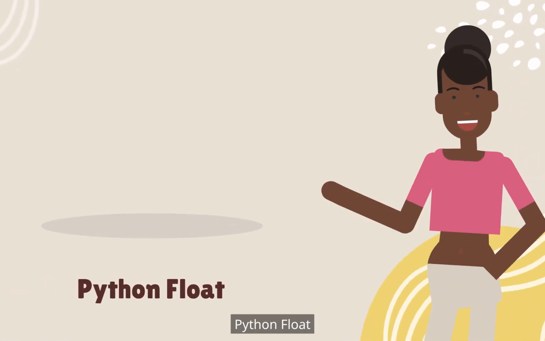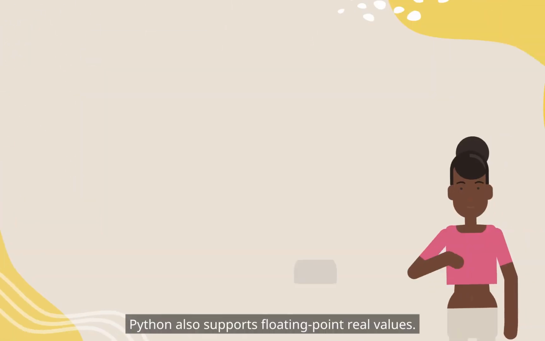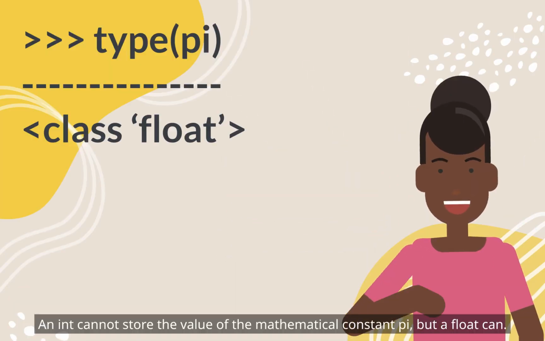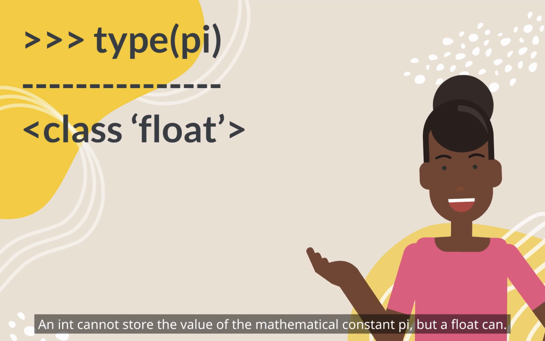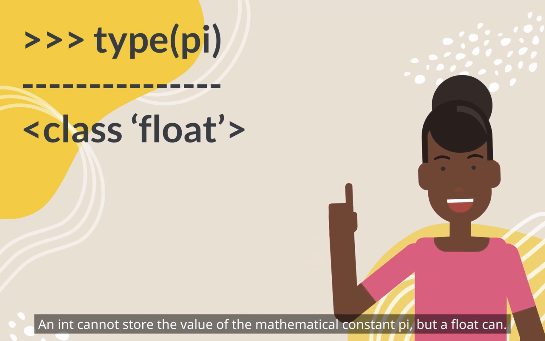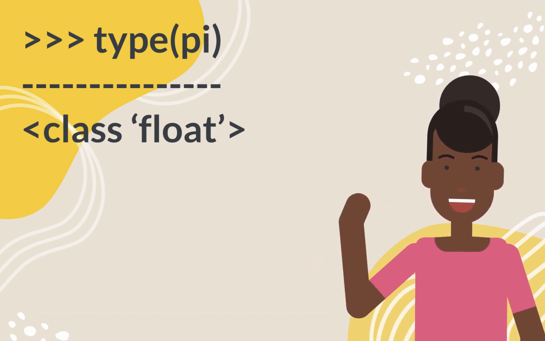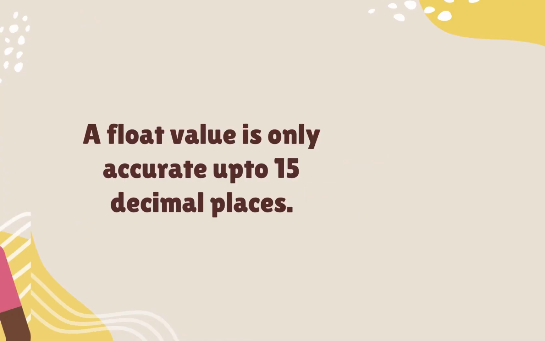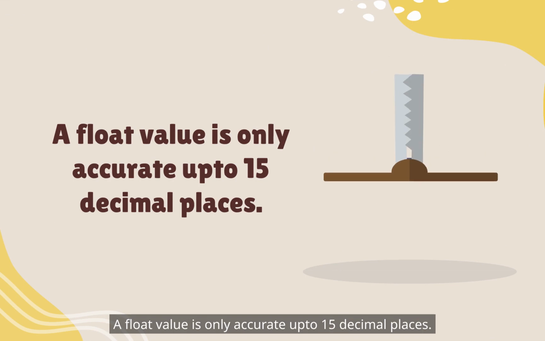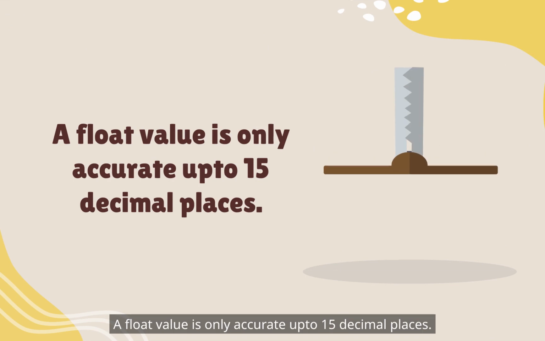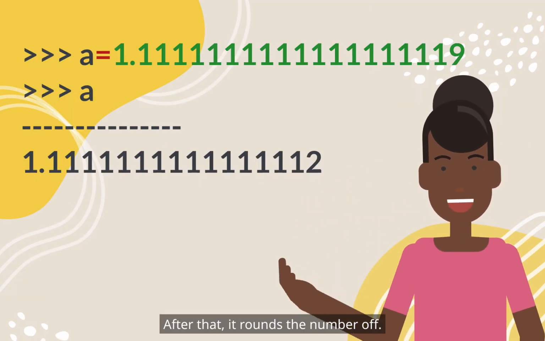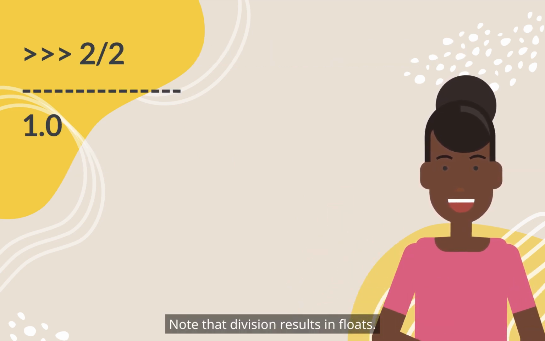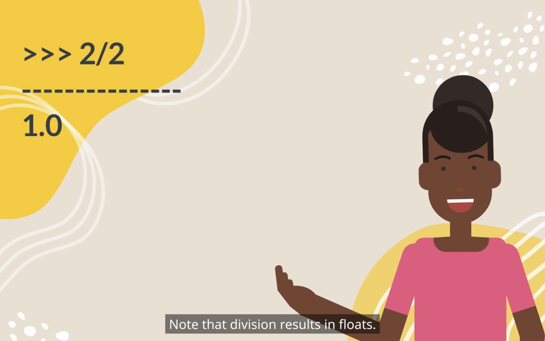Python float. Python also supports floating-point real values. An int cannot store the value of the mathematical constant pi, but a float can. A float value is only accurate up to 15 decimal places. After that, it rounds the number off. Note that division results in floats.